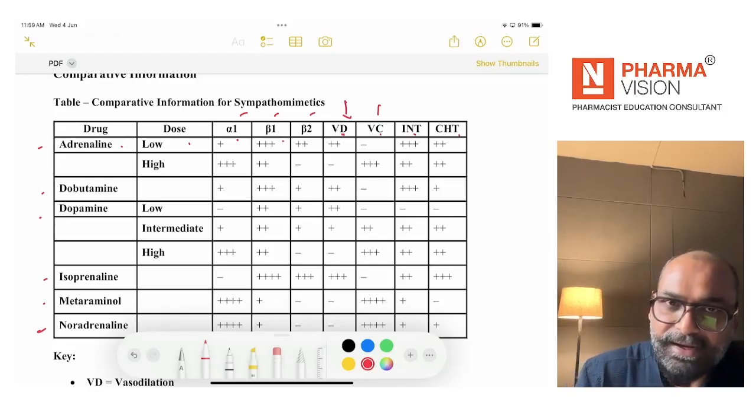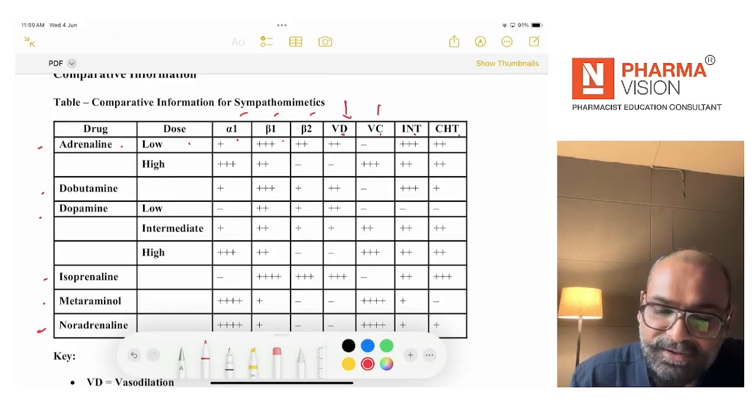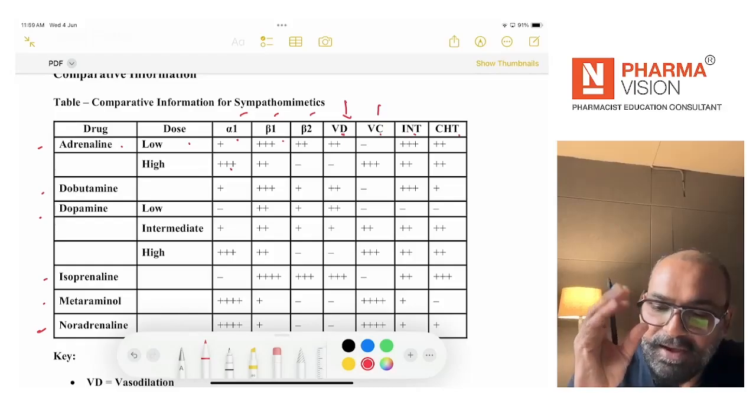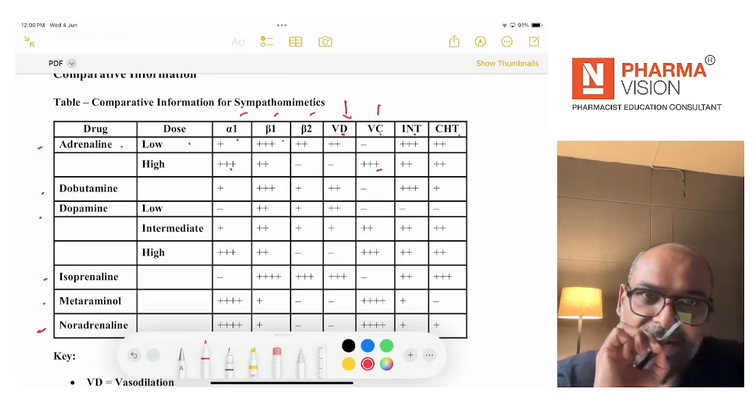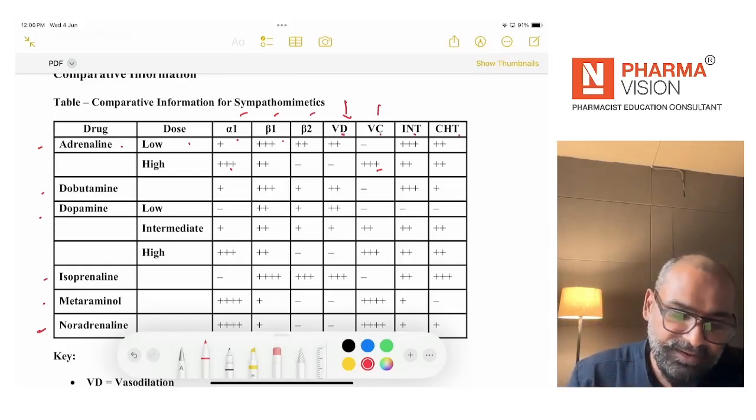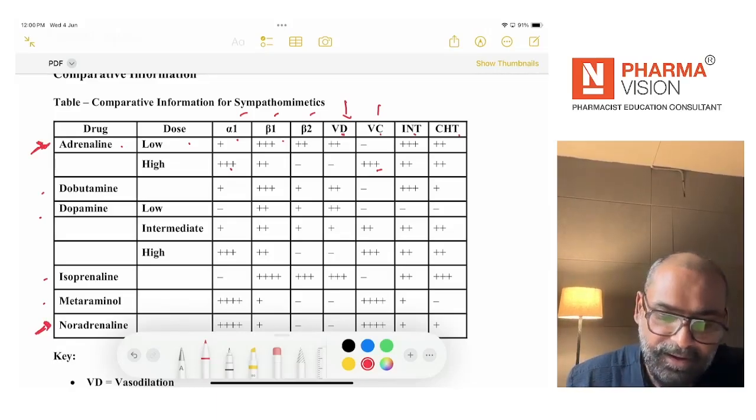But when we increase the dose, at the high dose the dominant effect is on the alpha 1 receptor. The alpha 1 receptor causes vasoconstriction. Okay, so the effect of adrenaline and noradrenaline. This is very, very important to remember. Adrenaline and noradrenaline.